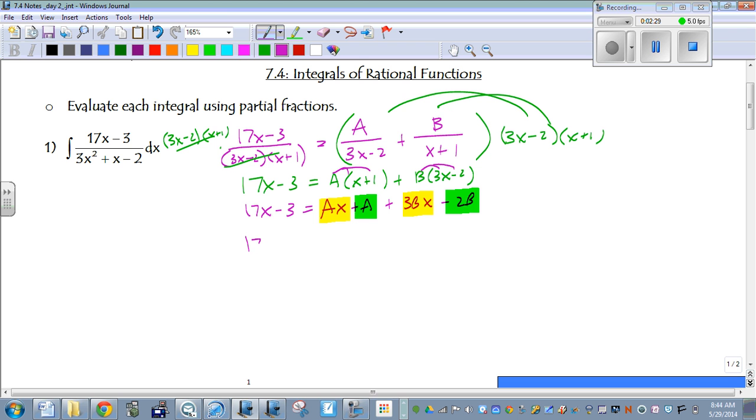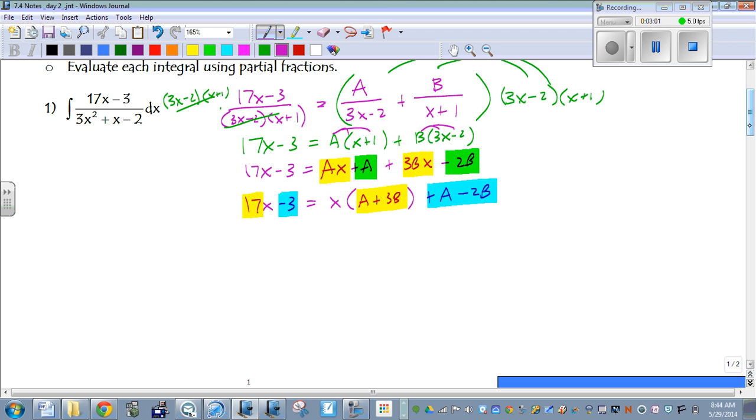So we end up with 17x minus 3 equals, well, the ones with the x's, we can factor that x out, and we get A plus 3B. And the constants, we never have to factor those, we'll just leave those at the end. But now we know that A plus 3B is going to have to equal 17, because these two x terms have to add up to this x term. And the A minus 2B has to add up to our constant. So that gives us two equations that we can set up. We have A plus 3B equals 17, and A minus 2B equals negative 3.